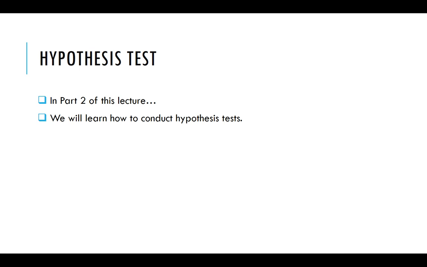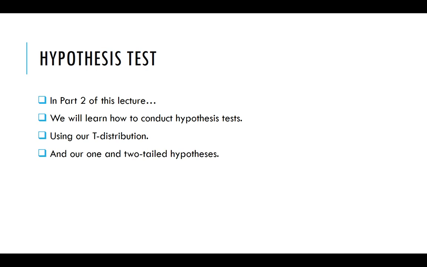Remember, when we're doing a hypothesis test, we're going to be using our t-distribution. And remember that t-distribution is useful when our sample sizes are small, but also remember it converges to the normal distribution starting around 30 observations, right? So if we have a sufficiently large number of observations, our t-distribution and our normal distribution are going to be the same. Also remember, we have to think about our one-tailed and our two-tailed hypotheses and give some thought to which one would be the more appropriate. So that's what we're going to be moving on to in part 2 of this lecture.